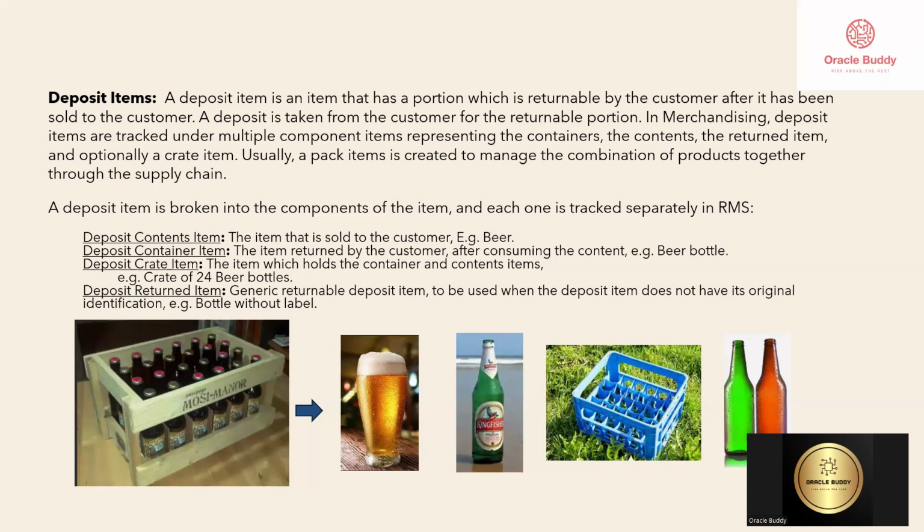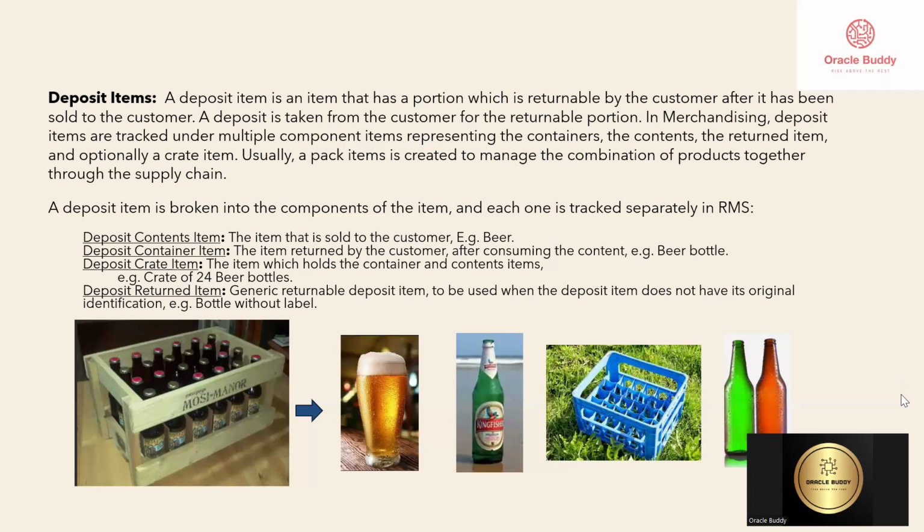A deposit item is broken into components and each one is tracked separately in RMS. First is the deposit content item, the item that is sold to the customer, for example the beer. Deposit container item, the item returned by the customer after consuming the content, example beer bottle. Deposit crate item, the item which holds the container and content items, example crate of 24 beer bottles. And deposit return item, a generic returnable deposit item to be used when the deposit item does not have its original identification, example bottle without the label.